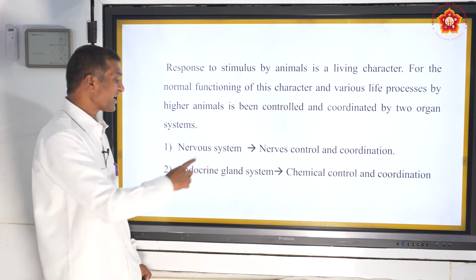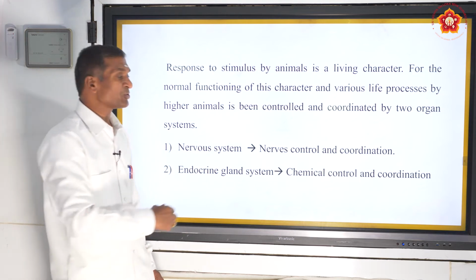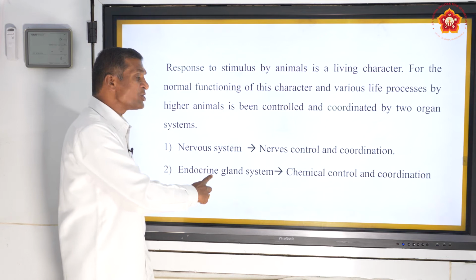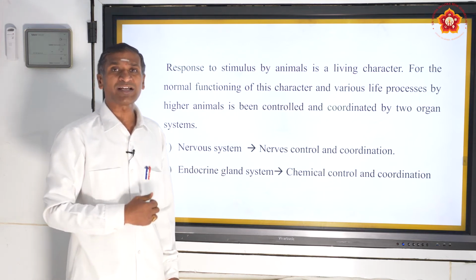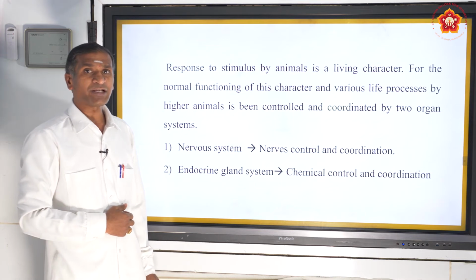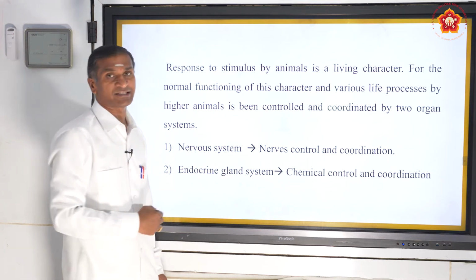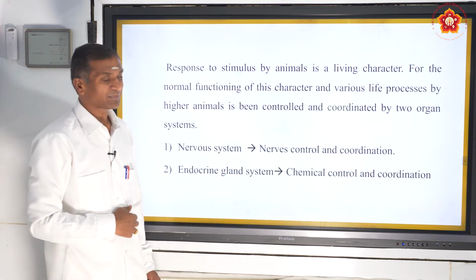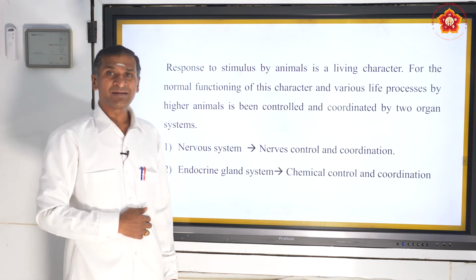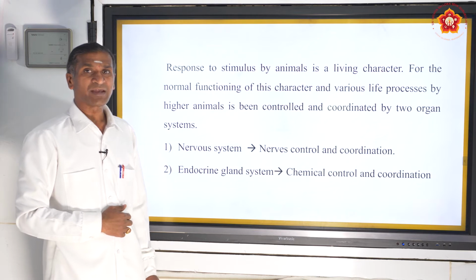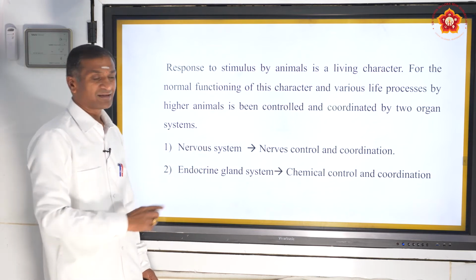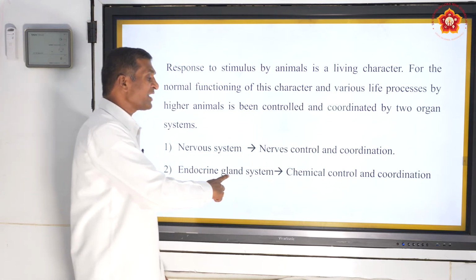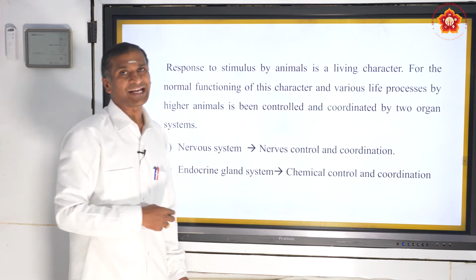systems in the body. One is the nervous system, which is nerves control and coordination. The second is the endocrine system, also called the hormonal system, or the endocrine gland system. Chemical control and coordination. Higher animal control and coordination is mainly by two systems: nervous system, nerves control and coordination; endocrine gland system, chemical control and coordination.